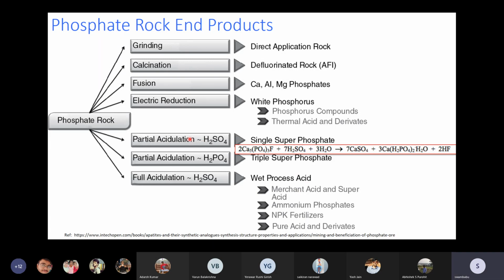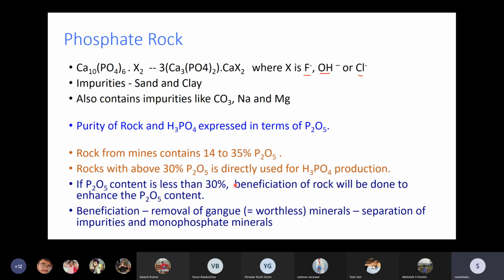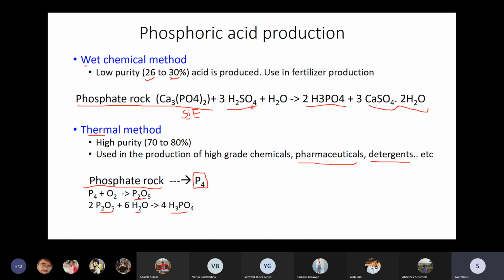What is the difference between full acidulation and partial acidulation? Here we treat with very dilute sulfuric acid, and here we treat with highly concentrated sulfuric acid. That is the only difference. If you treat the phosphate rock with dilute sulfuric acid, you get single superphosphate. If you react with highly concentrated acid, we get phosphoric acid, which I already showed in the previous reaction: phosphate rock reacts with sulfuric acid and produces phosphoric acid.